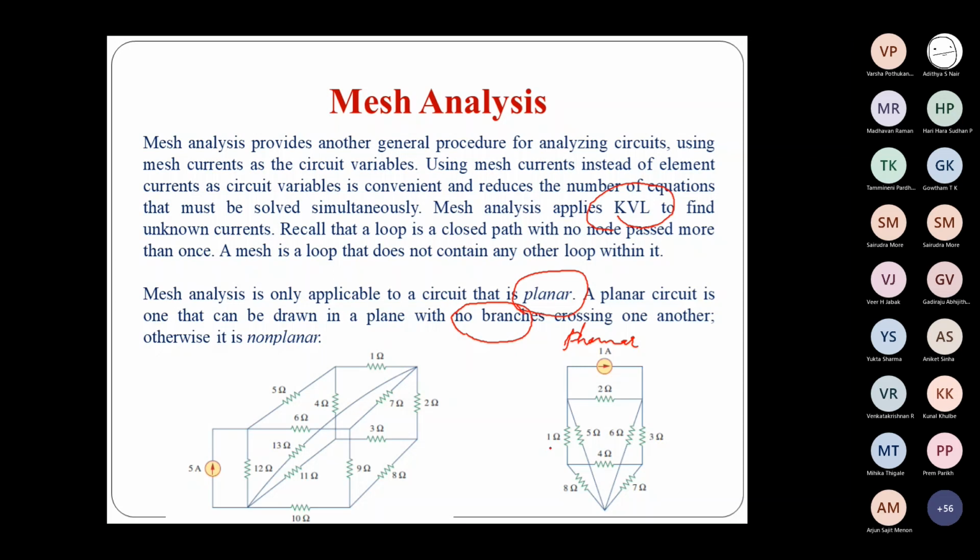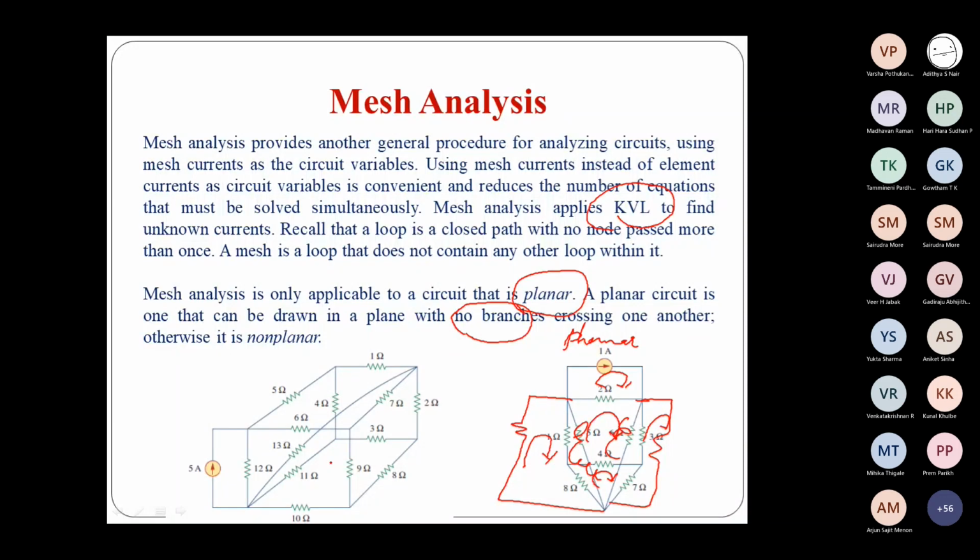You can ask, ma'am, this looks like branches crossing one another. It looks like crossing, but when you redraw, this I have redrawn. Similarly, the 6 ohms also I can redraw. Okay, so no branches crossing each other. So this forms one loop, this forms the second loop, this forms the third loop, and this forms the fourth loop. And then here this forms the fifth loop. So that way the circuit can be drawn on a simple plane with no branches crossing each other.